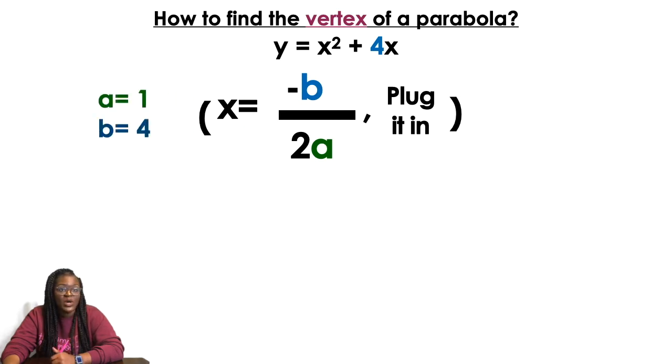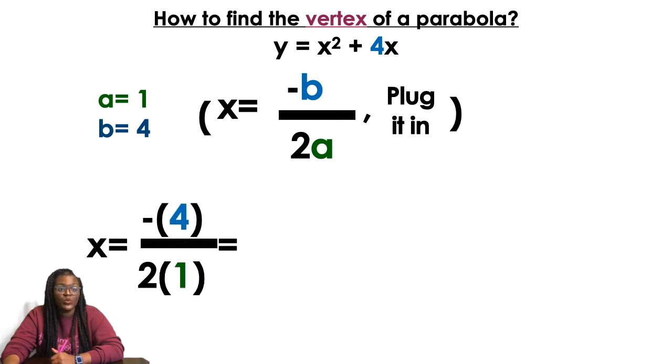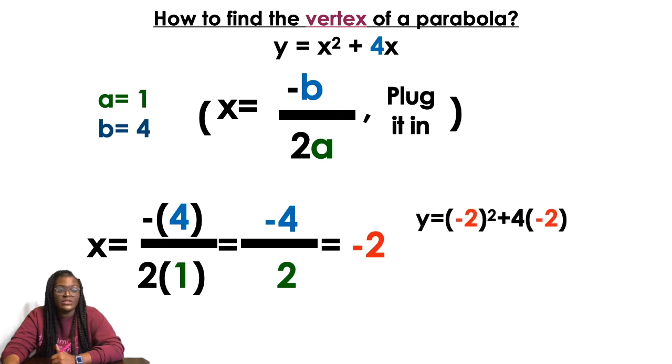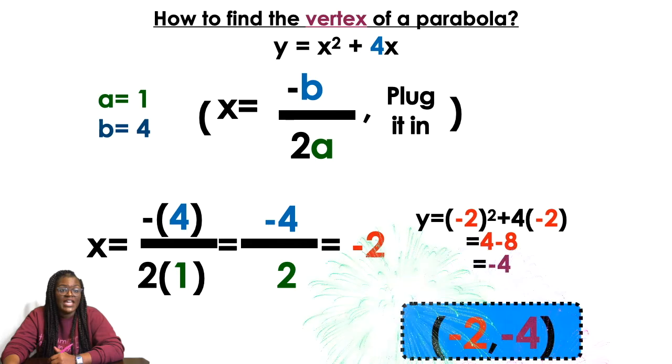Okay, so A equals 1, B equals 4. So negative, parentheses, 4 over 2 times 1. Negative 4 over 2 is going to give me negative 2. When I plug that in, you want to do PEMDAS. Exponents, then multiplication. Simplify. Negative 2, negative 4 is my answer.